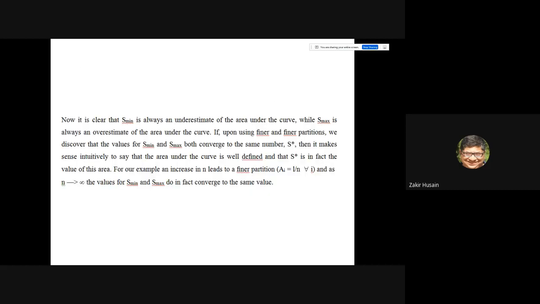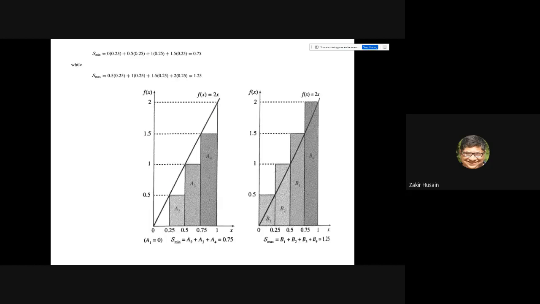Now it should be clear that S min is always an underestimate of the area under the curve. Why is it an underestimate? We have dropped out this part. We have dropped out this part, this part. These white parts are being dropped. So this is being excluded.